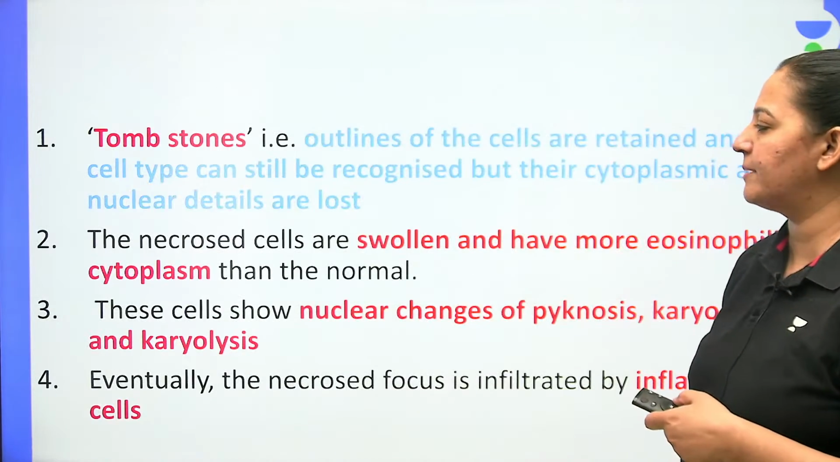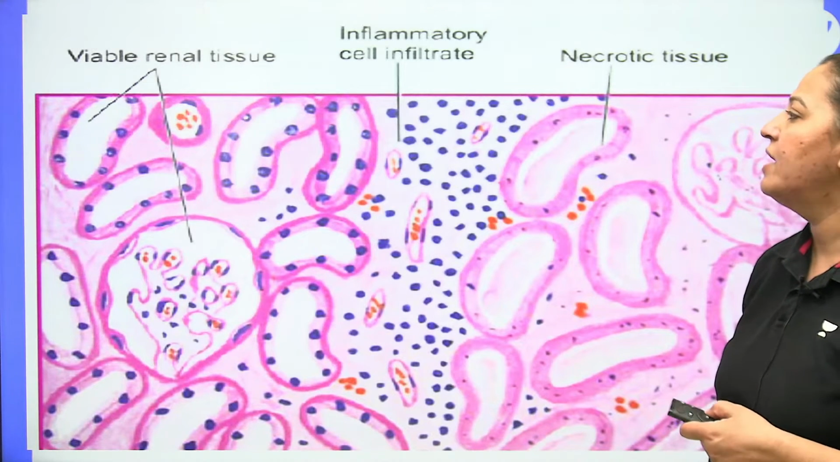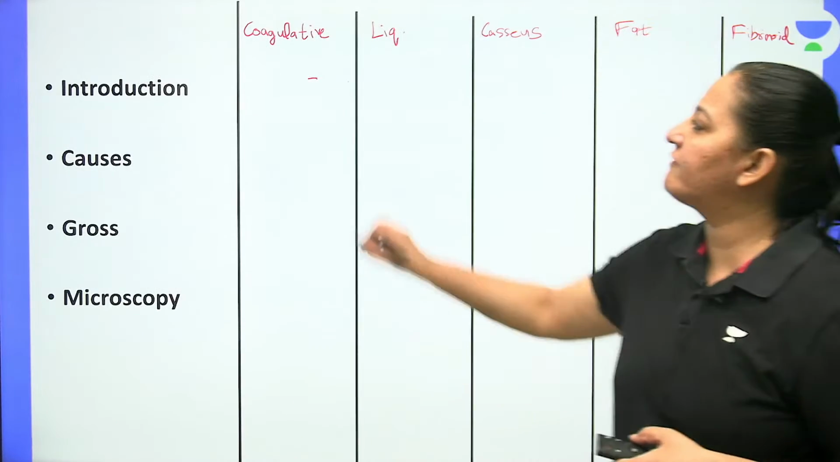Give me a thumbs up. So, tombstone appearance is there. That is the only information given in this diagram. After that, I would like to come on to the next, liquefactive necrosis.